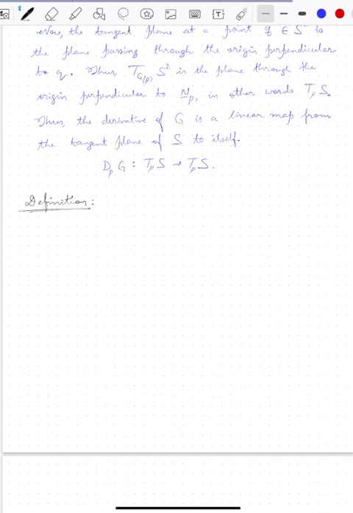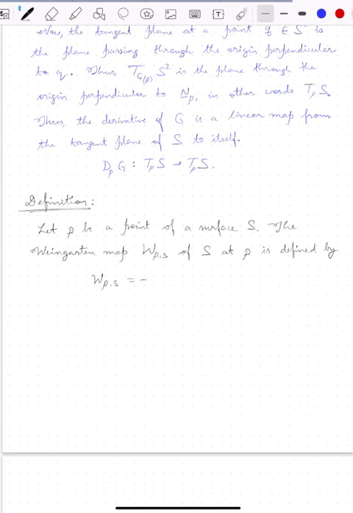So the definition goes as: let P vector be a point of a surface S. Then the Weingarten map W_{P,S} of S at P vector is defined by W_{P,S} equal to minus the derivative, the rate of change, of the Gauss map.